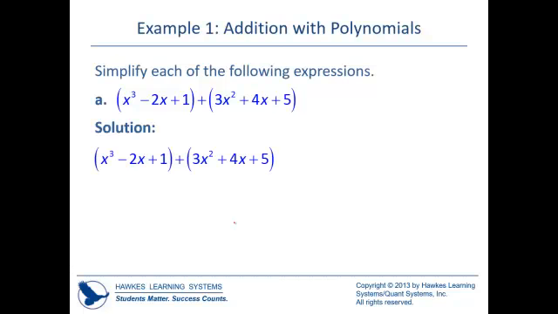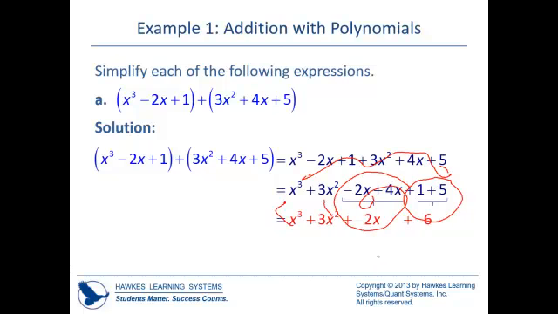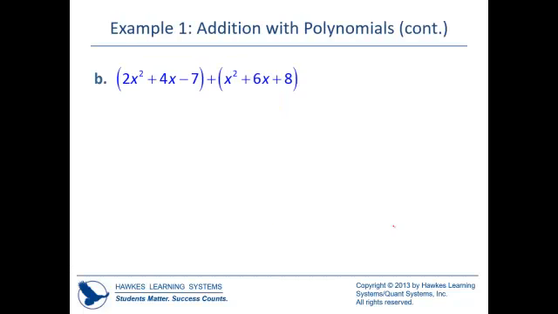Alright, so the solution is they removed all of the parentheses here, and then started combining terms. Got these 2 right here, and then these 2 right here. And then finally, final answer, x cubed plus 3x squared plus 2x plus 6, just like we did. And so there's your problem there.